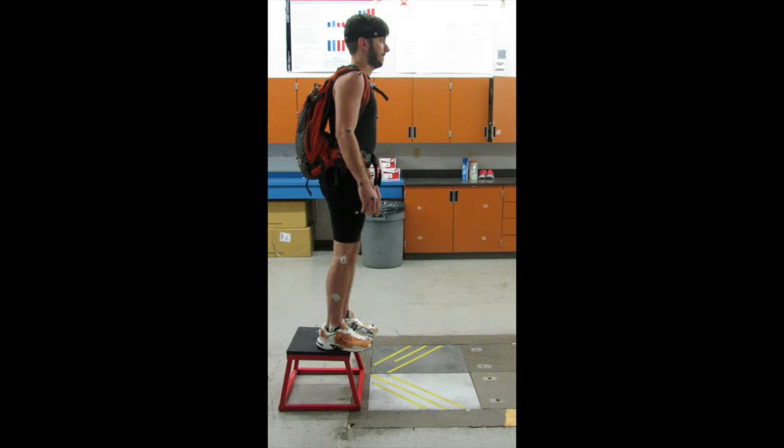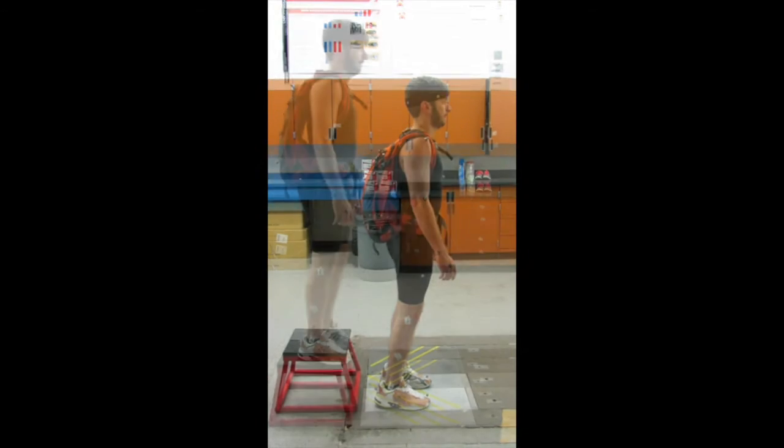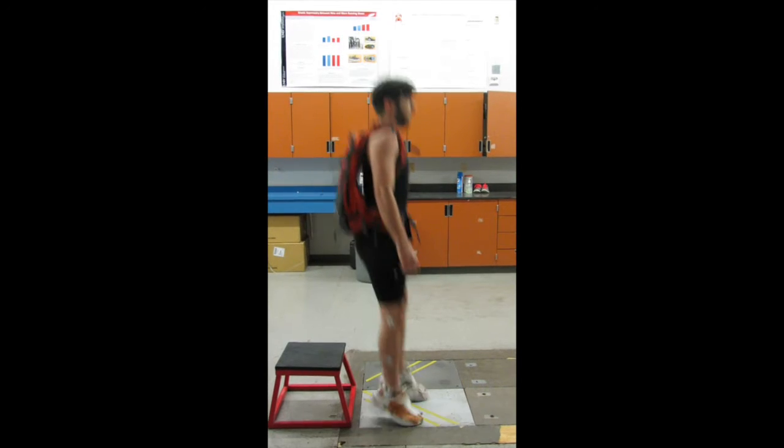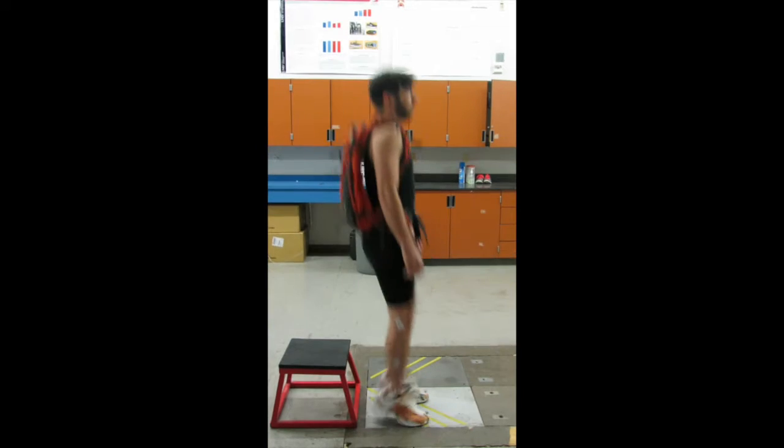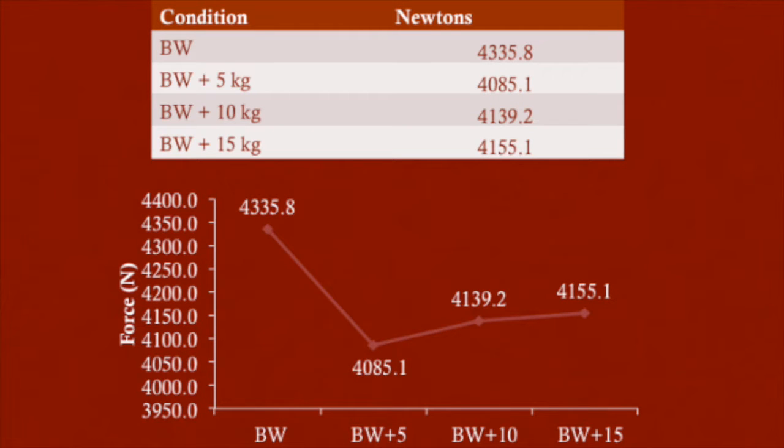Now let us shift our focus to the second component of force, mass. During this phase of the protocol, we will keep the height constant, 30 centimeters. Mass is increased in the system by adding weight to the backpack. The results show that once mass has been added, 5 kilograms, 10 kilograms, 15 kilograms, the increase in force follows a linear trend with the mass addition. Interestingly, the unloaded or body weight condition produced the greatest ground reaction force upon landing.